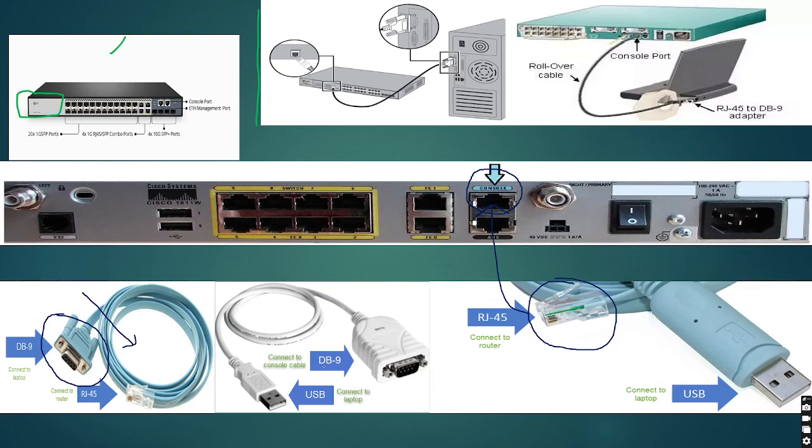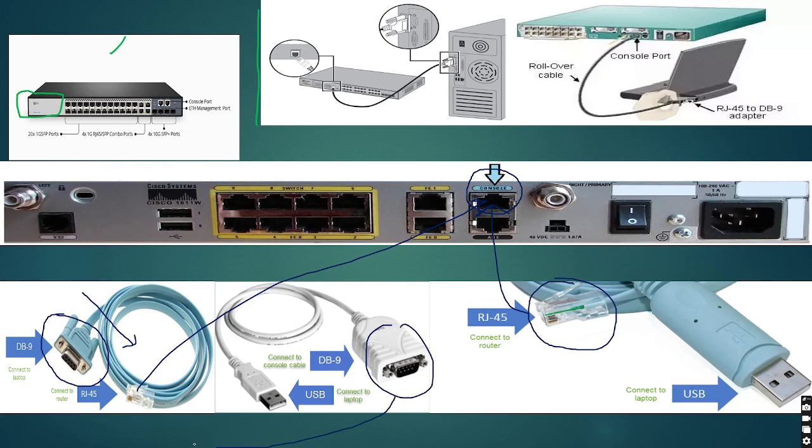Previously you would see DB9 converters. Now USB to USB console is coming, where both the ends are USB. But previously, and still, they are using the rollover cable. So this is a console cable. One end is connected to your router, and the other end is this DB9 converter. You will see the male pin, the female ports here, and this is a DB9 converter.